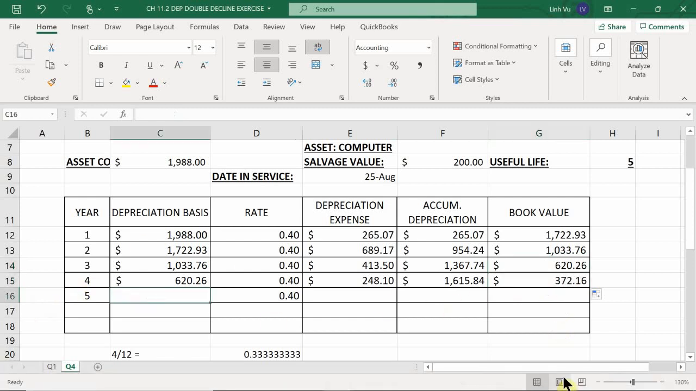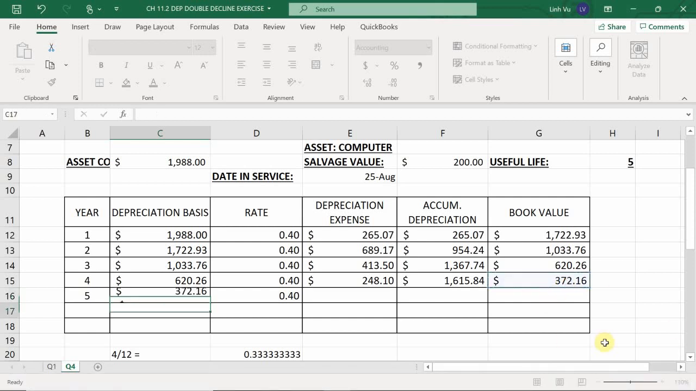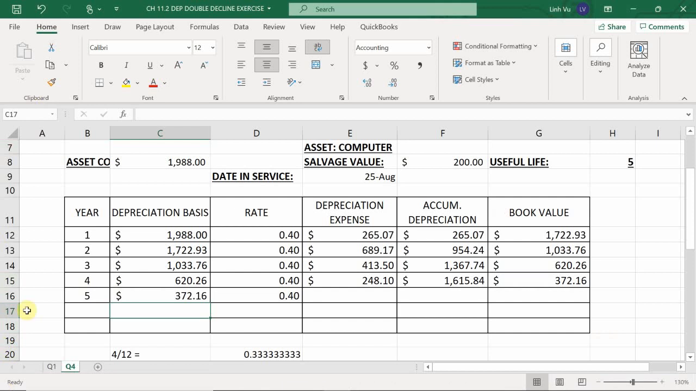So let's keep depreciating it because we still have enough. Right now it's only 372.16. My salvage value is $200. So in this case, I can still keep depreciating it. Let's go ahead and depreciate it one more time. It's still on its 5th year. Now, is it really 5 years old right now? No, it's only 4 years and 4 months old.